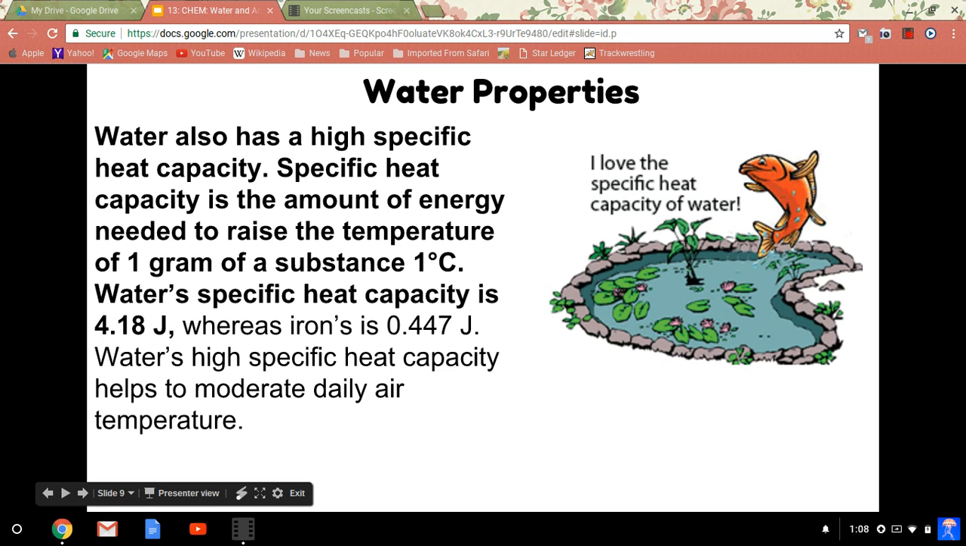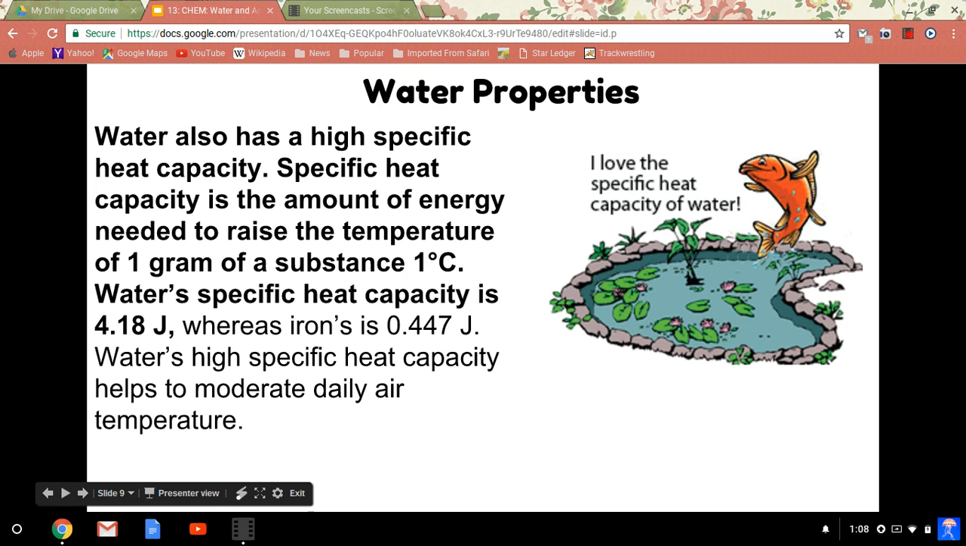The next property is specific heat capacity. Water has a very high specific heat capacity. Specific heat capacity is the amount of energy needed to raise the temperature of 1 gram of one substance by 1 degree Celsius. Water having a really high specific heat capacity is also really good for us because if it's really hot out on a day and you hop in the pool to cool off, the water will still be cool. It's going to take a lot of energy to warm up.